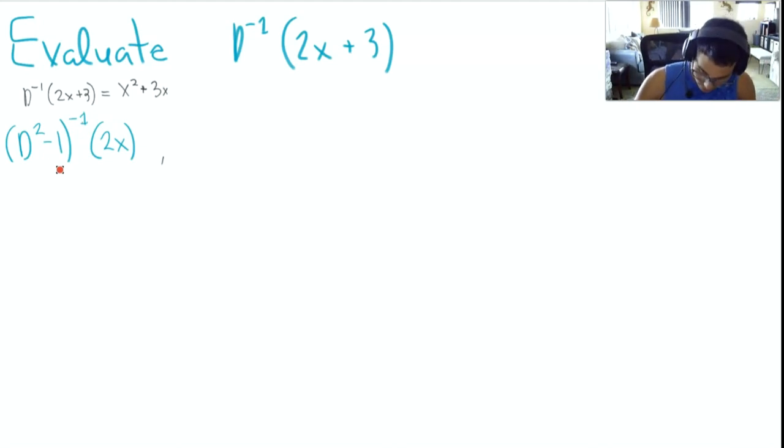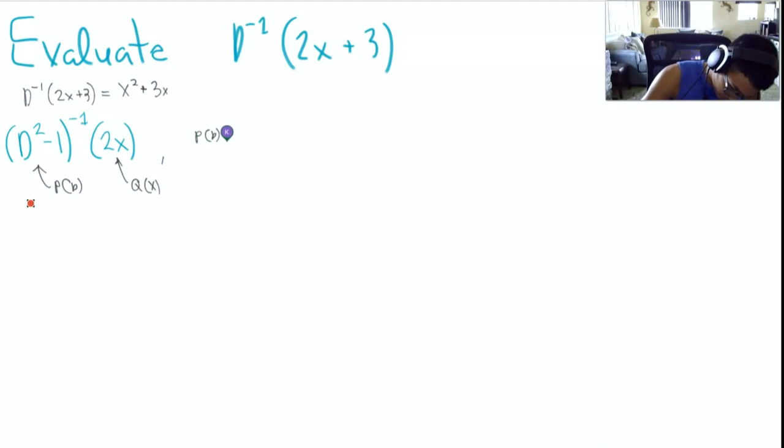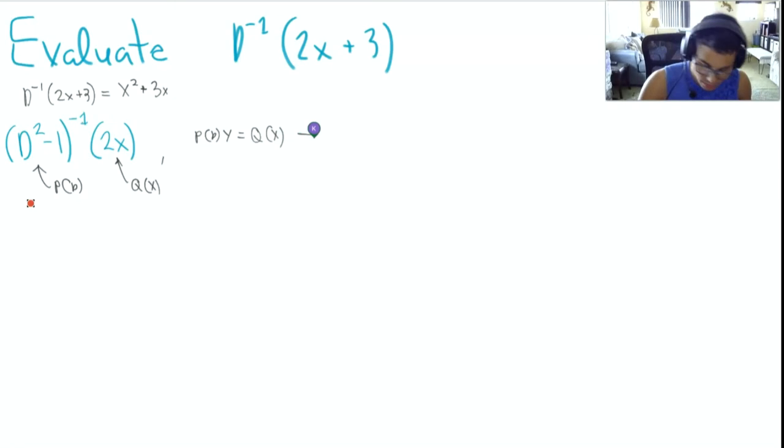Okay, we'll just identify that this is P of D, and that this is Q of x. So if you recall, we usually have, this would be a differential equation if we go like this. Okay, and everyone agrees with that. So then if we just write it out a little bit nicer, it is this way.